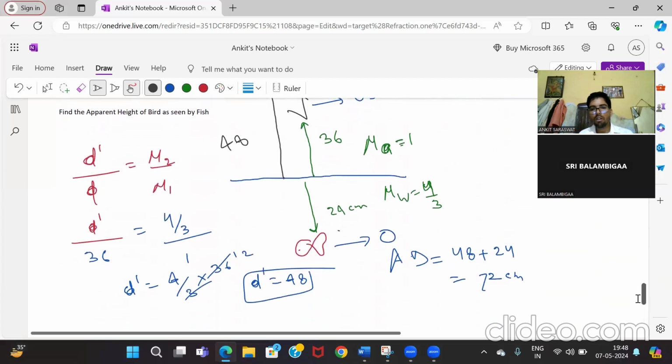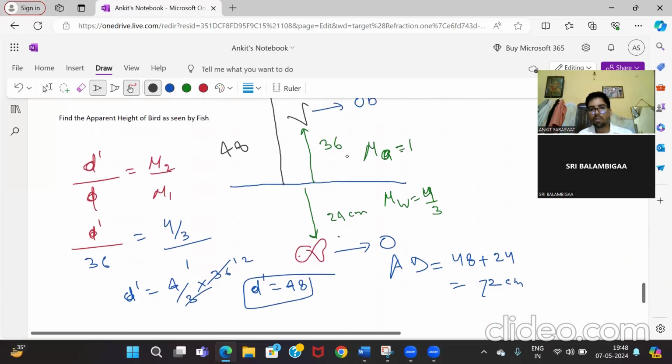If you want to draw, you can. Now, in this question, why is the 48 above? Because now the observer is in the denser medium, and our object is in the rarer medium. That is why it will always be a negative shift. D minus D dash, 36 minus 48, will always be negative. So it always shifts like this. Clear?